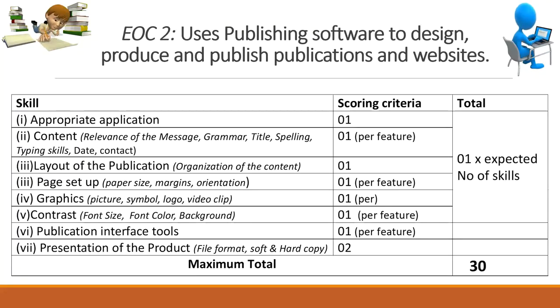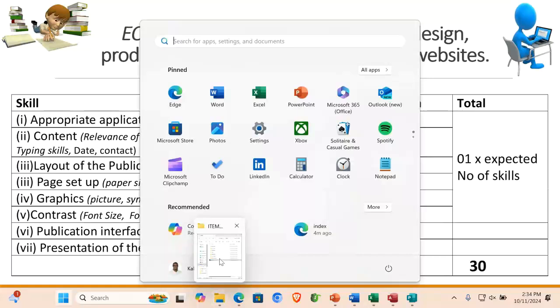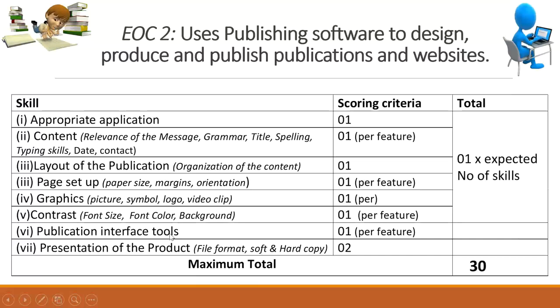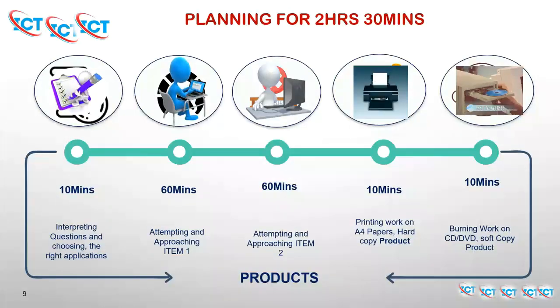Then finally, presentation of the product. We need to see the file format. If we have designed web pages, we expect to see HTML files. If we have designed publisher, we expect to see PUB files. And finally, burn your work on a CD. And we also need to see a hard copy printed on your hard copies. So you will find that before you start doing the paper, you need to plan for your 2 hours and 30 minutes.